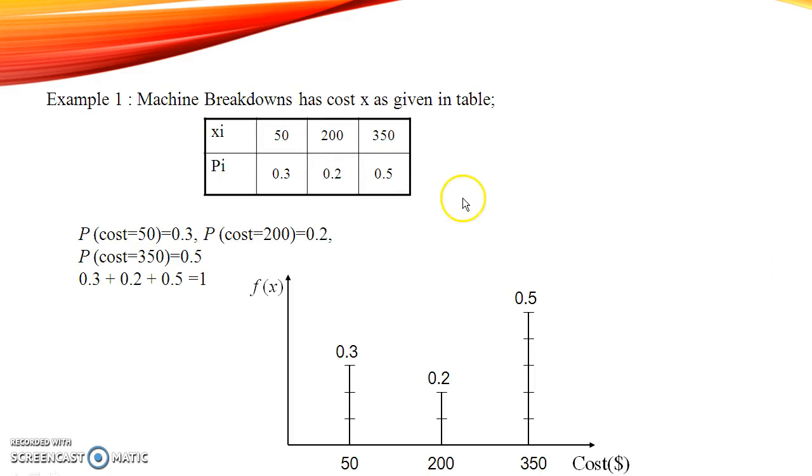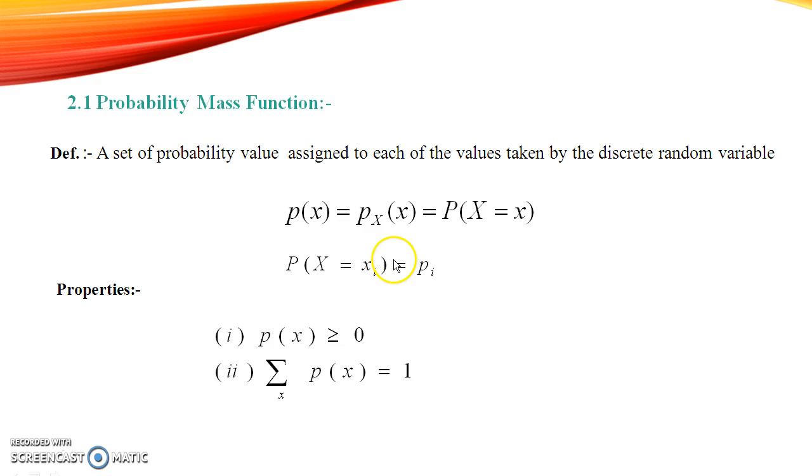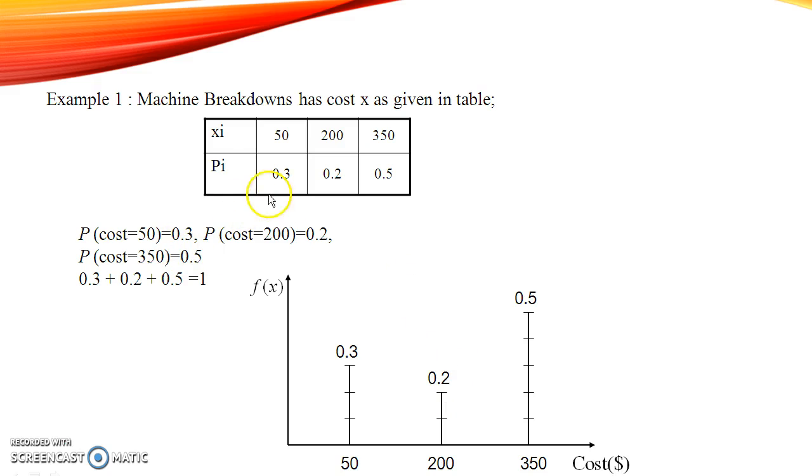An example: suppose a machine breakdown has a cost X as given in the table. In the table, xi and pi are given, where xi = 50, 200, 350, and pi, the probability mass function, is 0.3, 0.2 and 0.5, as shown in the diagram. For the second property, the summation of p(x) should equal 1. Taking the summation of all these probability mass function values at xi, we get 0.3 + 0.2 + 0.5 = 1. So the given function is a probability mass function, as shown in the diagram.